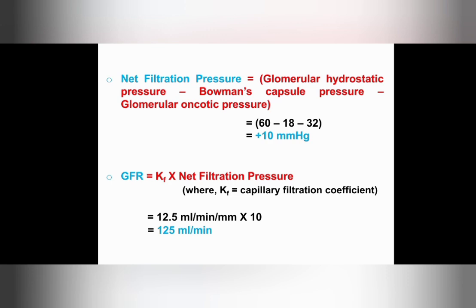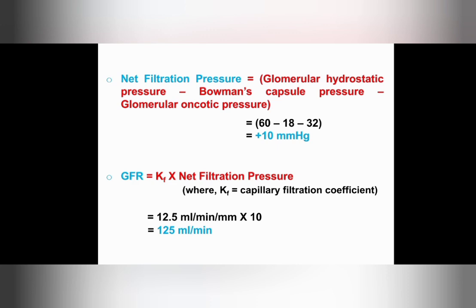Okay. Now the thing is how the GFR is calculated. The GFR is calculated by multiplying the net filtration pressure with a coefficient. The coefficient is Kf. That Kf is termed the capillary filtration coefficient. That coefficient is already measured in human beings. The value is a constant, not a variable. Since it is a coefficient, its value of Kf is constant. What is its value? 12.5 ml per minute per mmHg.